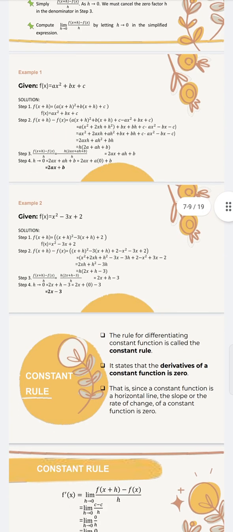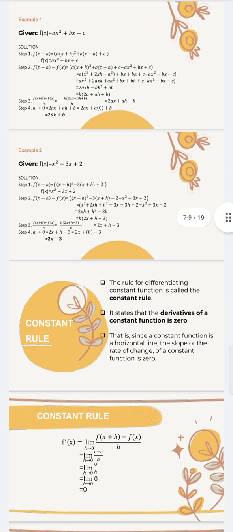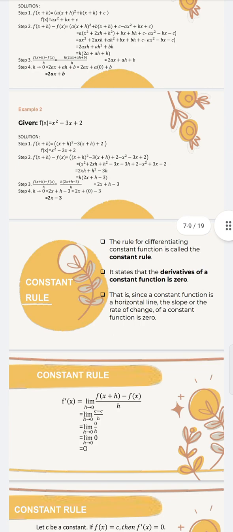Then example 2 given is f(x) equals x squared minus 3x plus 2. The solution, step 1: f(x plus h) equals (x plus h) squared minus 3(x plus h) plus 2. Then using step 2 and step 3, the final answer in step 4 is equals 2x minus 3.